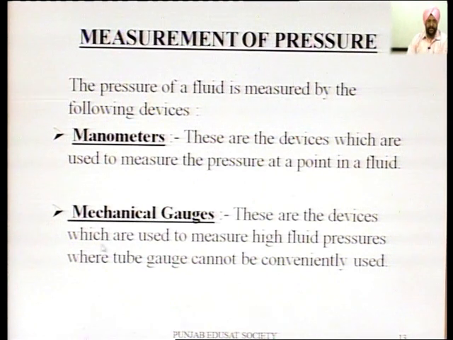Regarding mechanical gauges, these are mechanical instruments, devices. These are particularly used to measure high fluid pressures. It's not possible in the case of manometers. Mechanical gauges specifically measure the high fluid pressures where a tube gauge cannot be conveniently used. Tube gauge means the manometers. Where these manometers cannot measure the pressures, mechanical gauges are very fruitful.